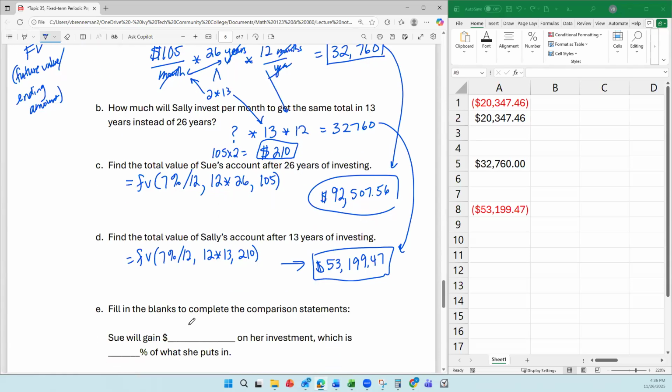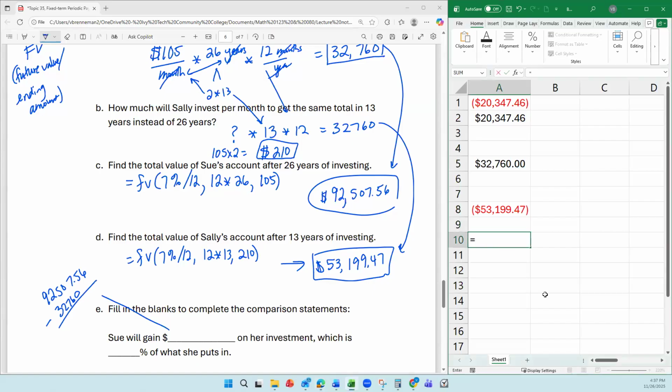All right, we're going to do some comparisons. This goes way back to early topics, first week of class. Can we do these comparisons? Sue will gain how much money on her investment? She has gone to 92,507.56, and she put in 32,760. So the extra is what she has gained.